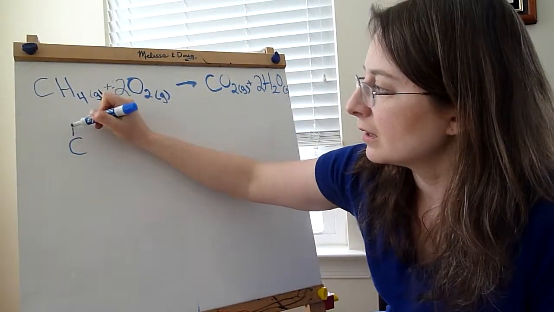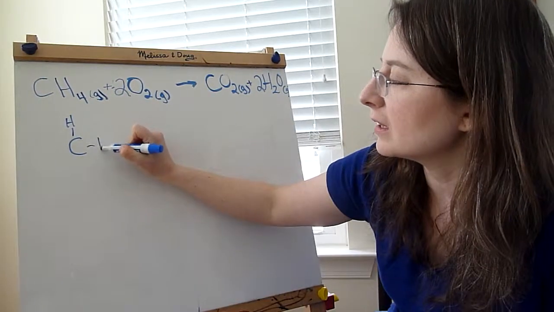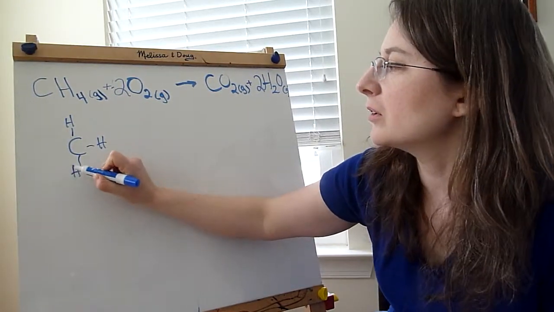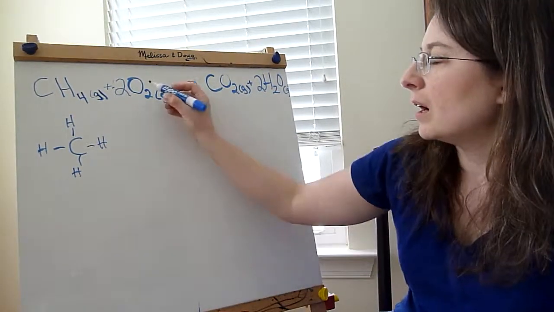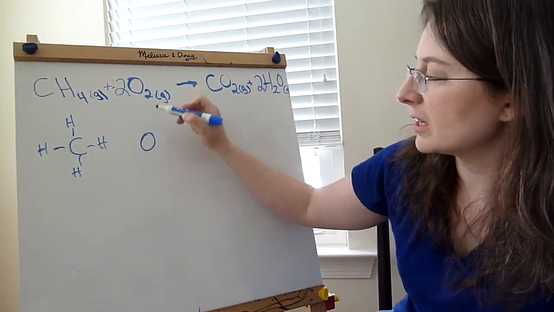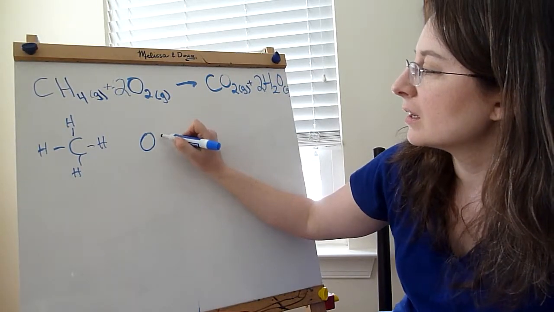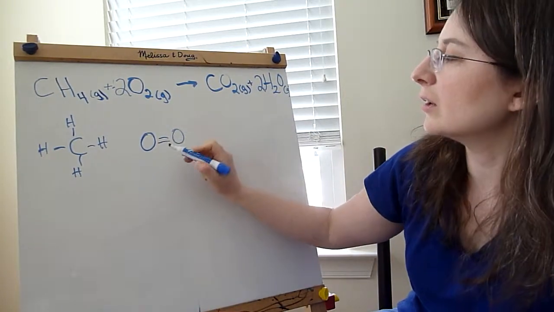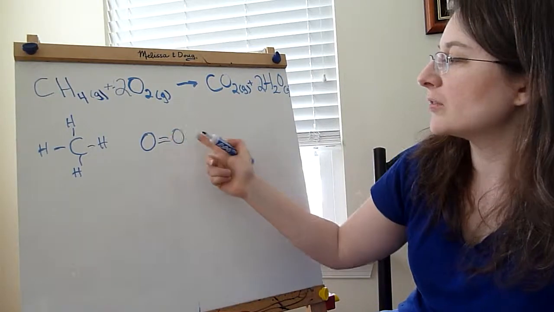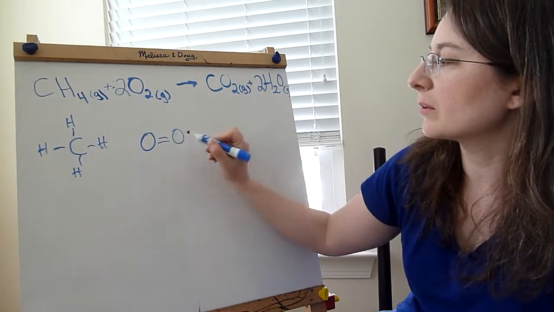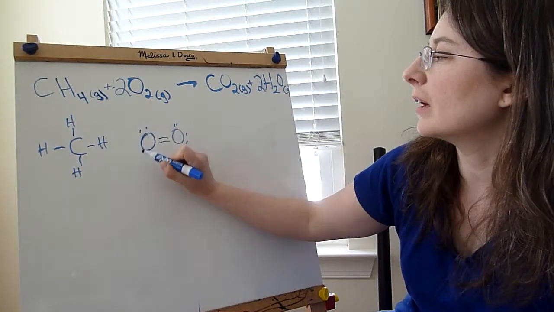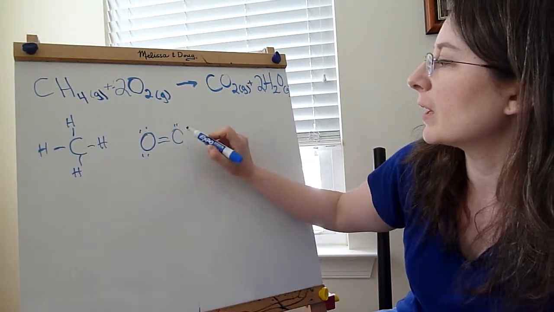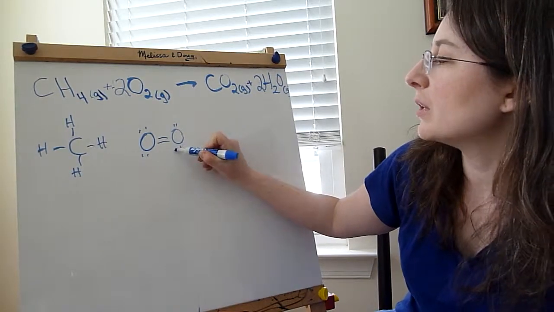CH4 is just easy like this. And you can do Lewis dots if you need to look at where the electrons go. Oxygen, you know oxygen has 6 electrons, so there'll be 12 total electrons: 1, 2, 3, 4, 5, 6, 7, 8, 9, 10, 11, 12. Maybe I'll move that guy down. So we'll have a double bond.